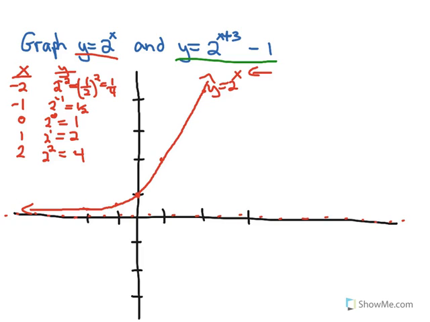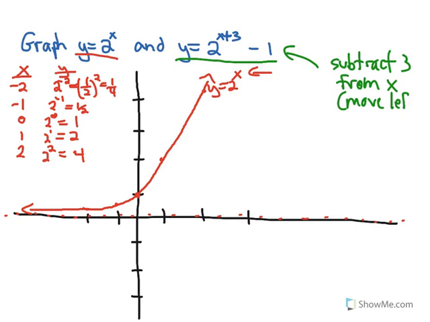Now, what does this minus 1 do? Just like any other function, that takes 1 away from the y value. So what we're going to do is subtract 3 from x, or move left 3, and down 1. Again, you can try this with your own table of values by inputting values for x, and you'll see that it does work.